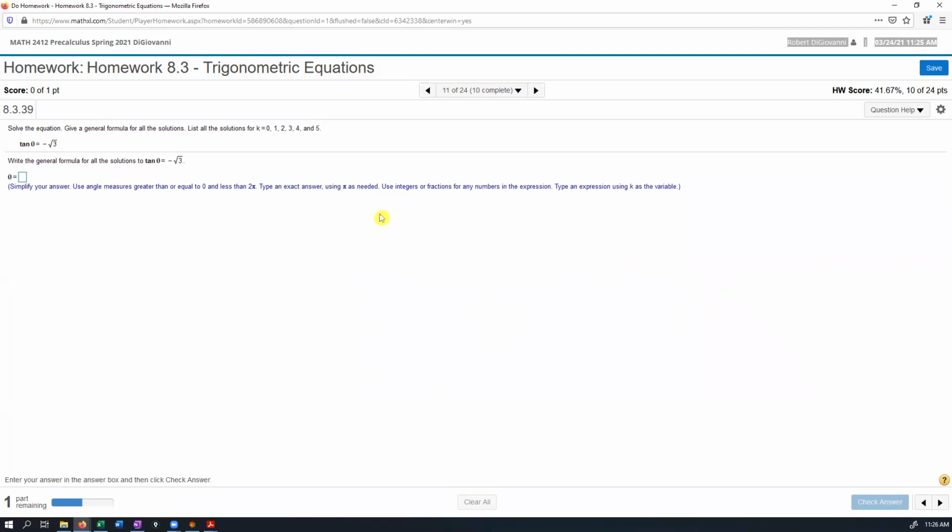All right, this one's a little different. Solve the equation, give the general form for all solutions, then list all the solutions for k equals 0, 1, 2, 3, 4, and 5. Okay, so tangent theta, notice it's theta, right?